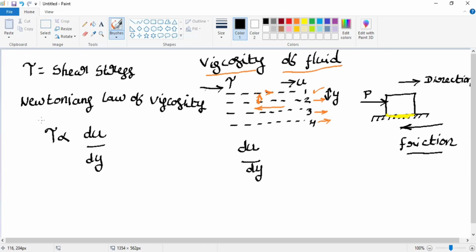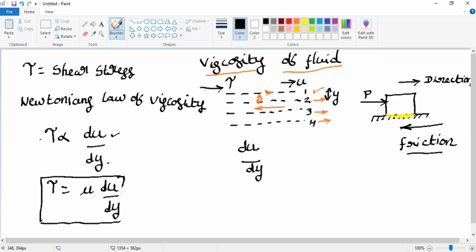So this is Newton's law of viscosity. The statement is: shear stress is proportional to the rate of change of velocity. This can be written as tau equal to mu into du by dy. It is a very important relation from the competitive examination point of view. Shear stress equal to mu into du by dy.